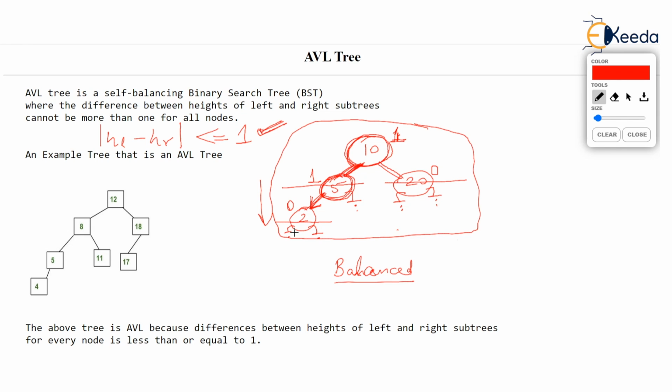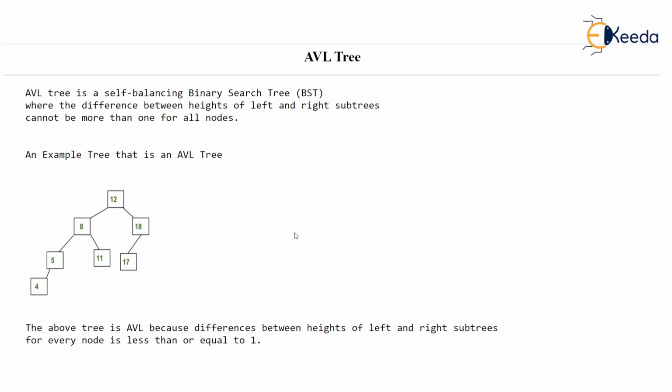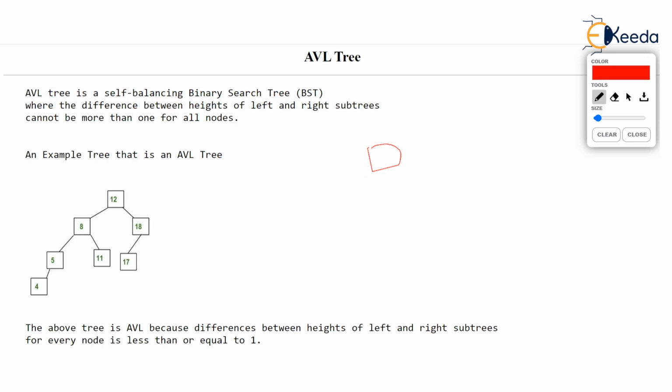Now, let's take one more very simple example, and you just try to answer: is this tree balanced? I'm drawing some arbitrary tree now. Let's say that we have a tree like this. Okay, now is this tree balanced? Nothing complicated in this.